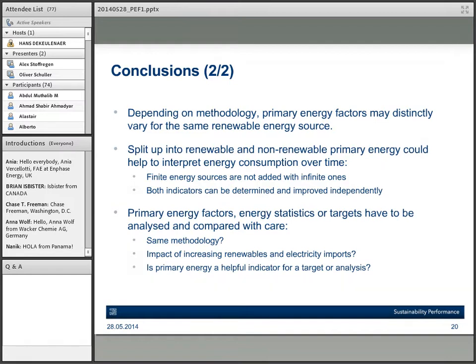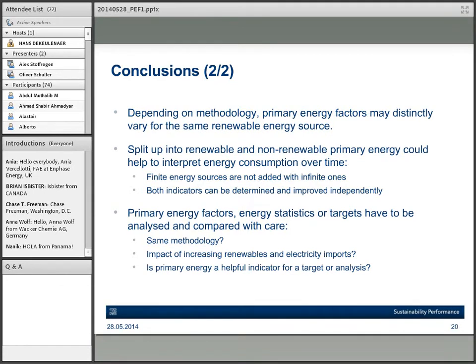And then finally, we should also ask ourselves, is primary energy always a helpful indicator for a target? If we talk about houses, for instance, I can of course calculate the primary energy factor, but it does not tell me anything about the efficiency of my house, or how much final energy is consumed in my house, so how much electricity or how much thermal energy. So if I just look at my primary energy factors, this might mislead me.